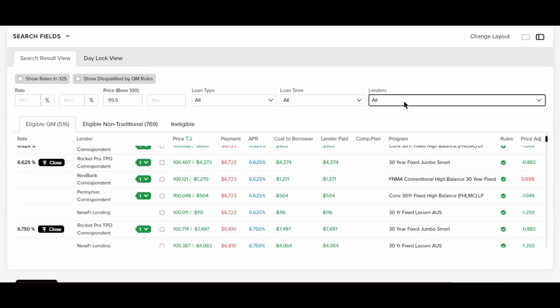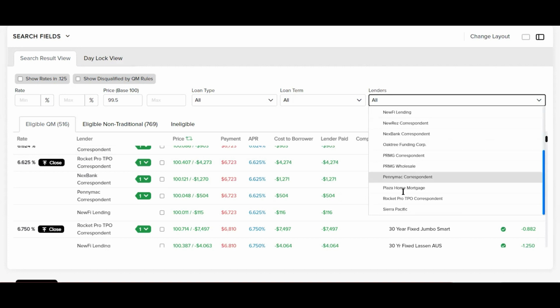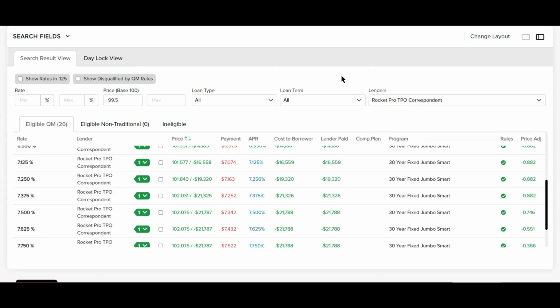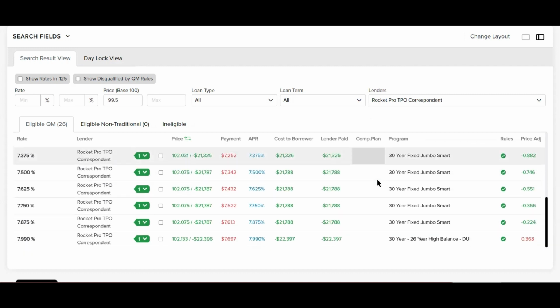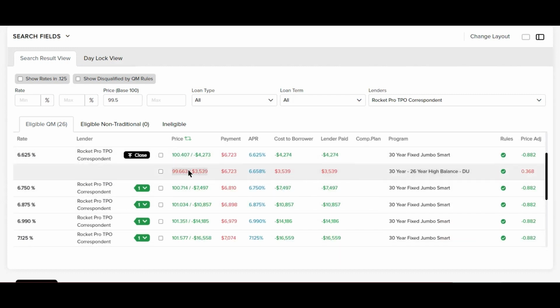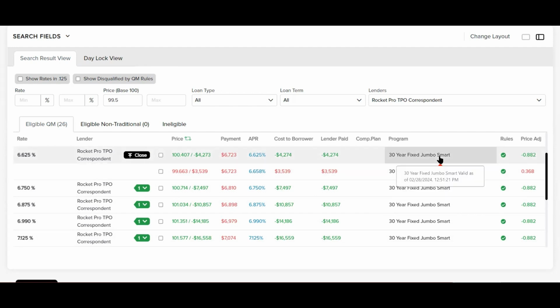Let's just bring up all Rocket again. I just want to look at what Rocket is doing. That's the only lender I want to send it to for whatever reason. I don't know if I agree with that. So here's a good example. Their jumbo pricing on this loan at 6.625 is 100, 40 basis points above par for jumbo, okay? Their high balance is 99.663. That's high balance DU. So it makes more sense to do this on a jumbo loan.